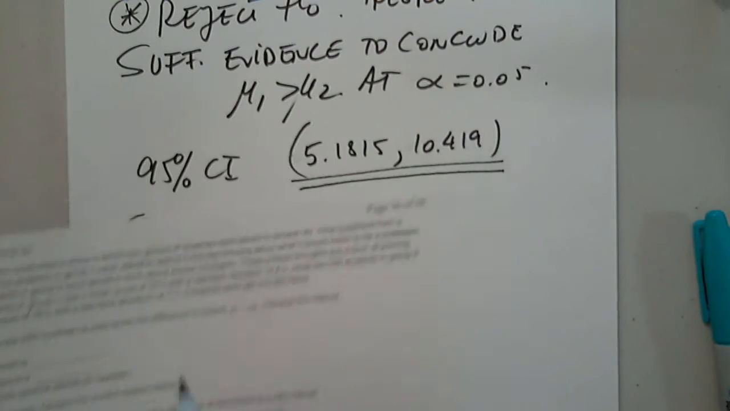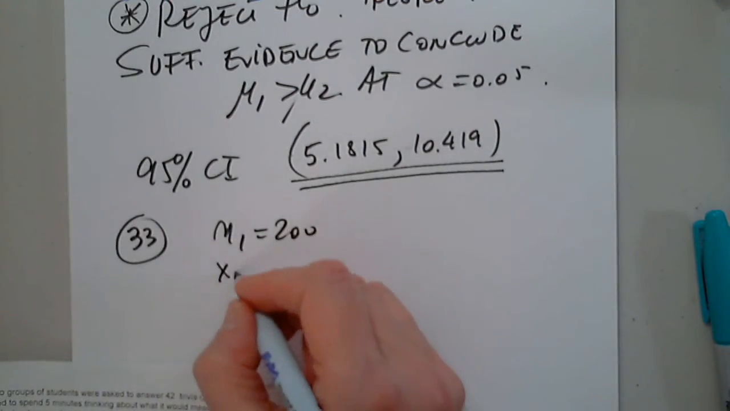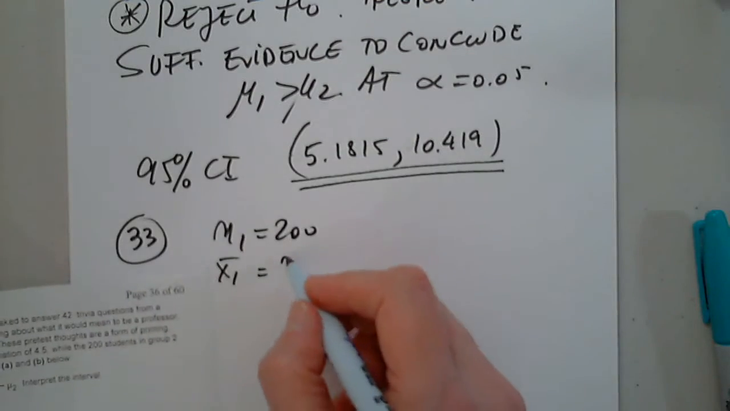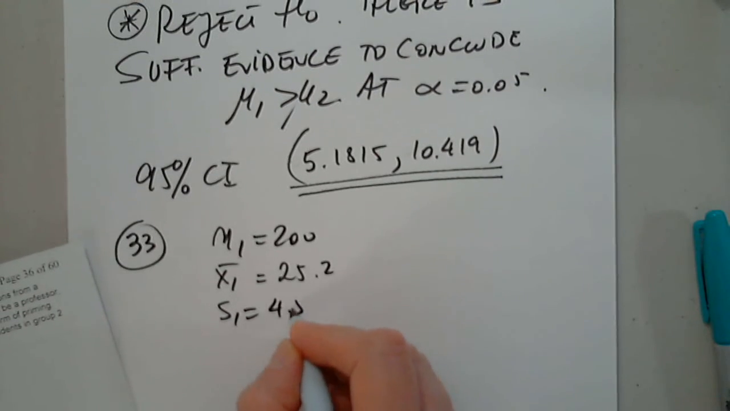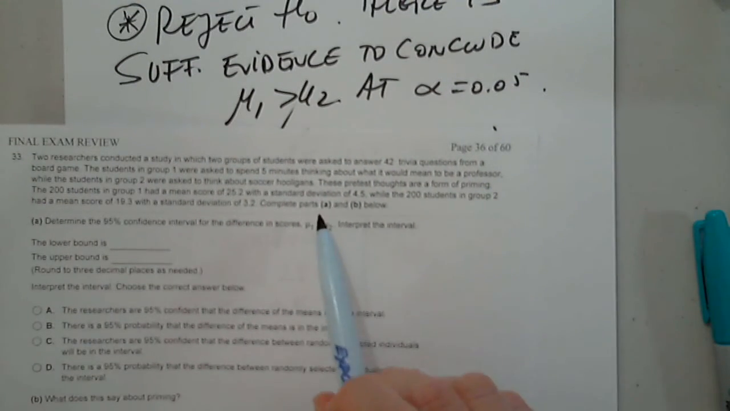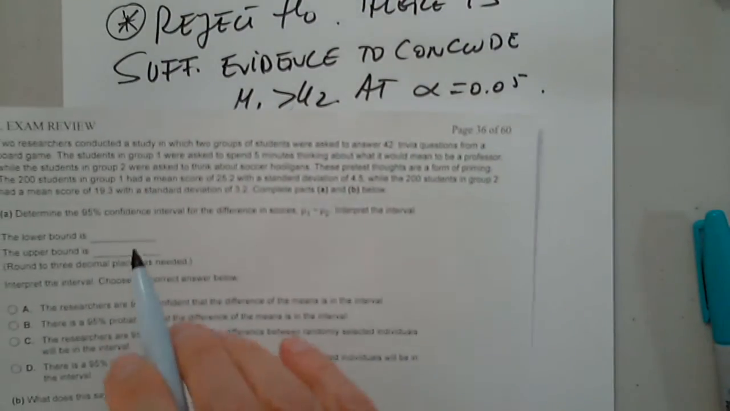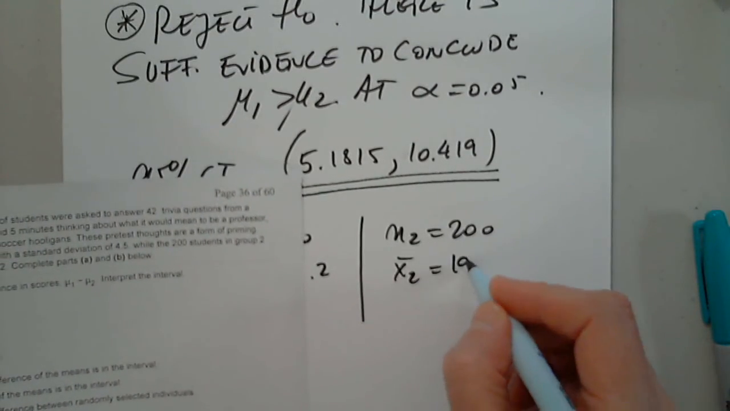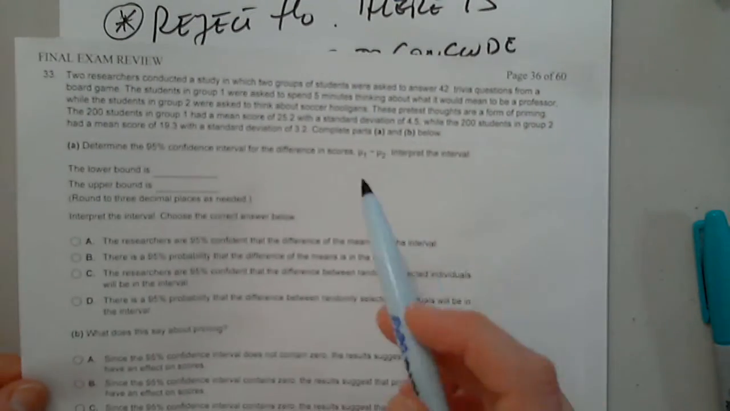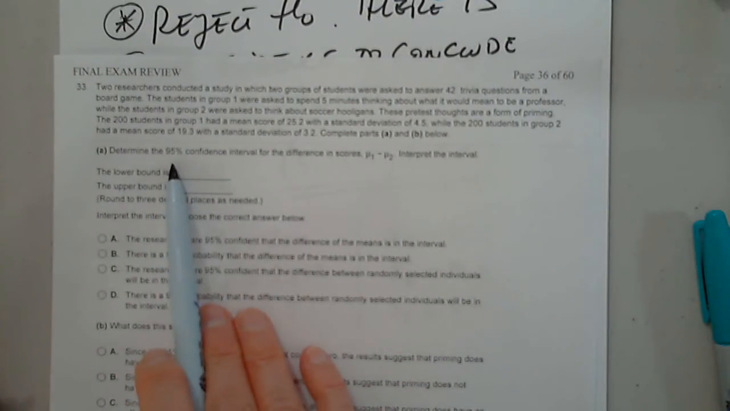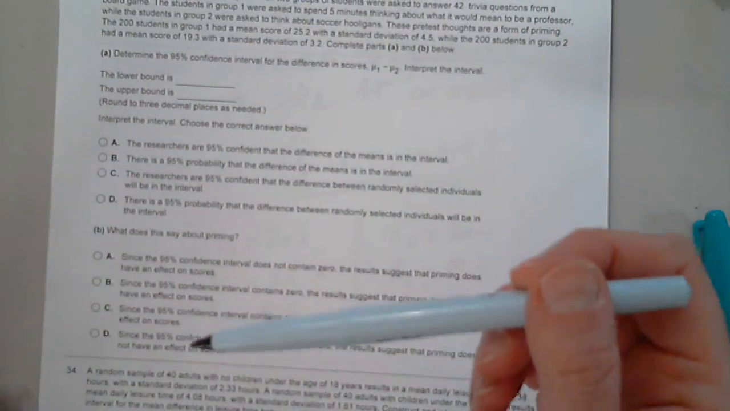The 200 students in group 1 had a mean score of 25.2 with a standard deviation of 4.5. While the 200 students in group 2 had a mean score of 19.3 with a standard deviation of 3.2. Complete the rest. First, they want a 95% confidence interval. And then from the confidence interval, I also would like to test.